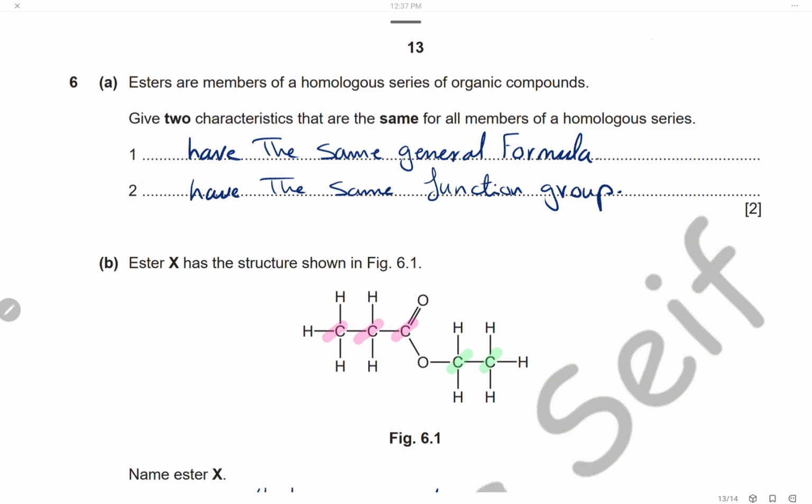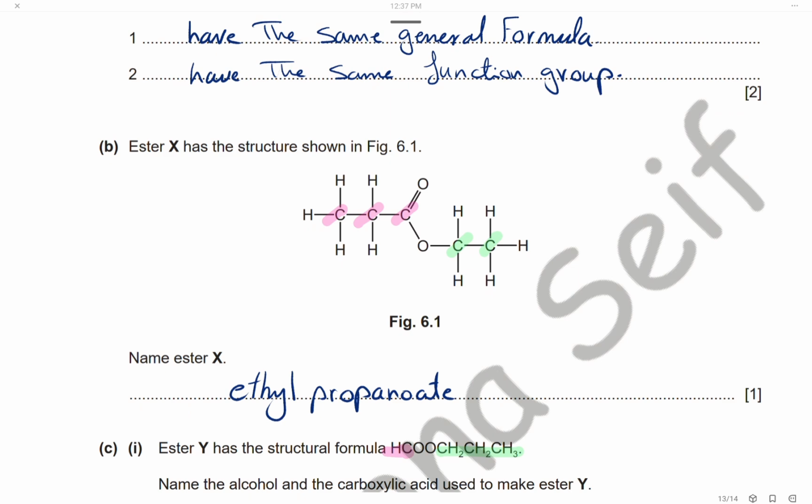Ester X has a structure shown in the figure. Name ester X. To name the ester, we have to know the acid part and the alcohol part. The acid part is the part connected to the C double bond O. So we have to count how many carbons are in the acid part. Here 1, 2, 3. 3 carbons, so it is propanoic acid. And the alcohol part is connected to the oxygen. 1, 2 carbons, so it's ethanol. The ester named ethyl propanoate comes from propanoic acid and ethanol.